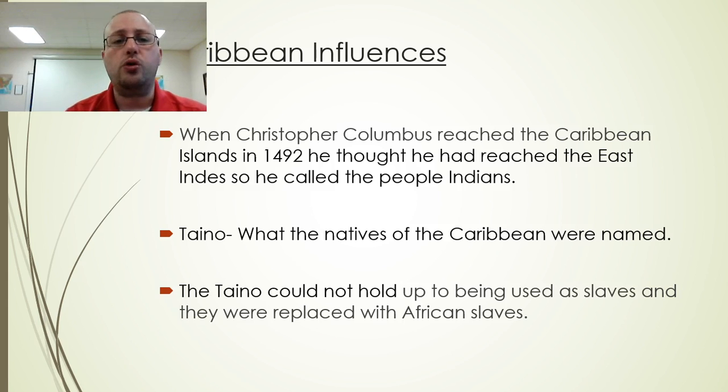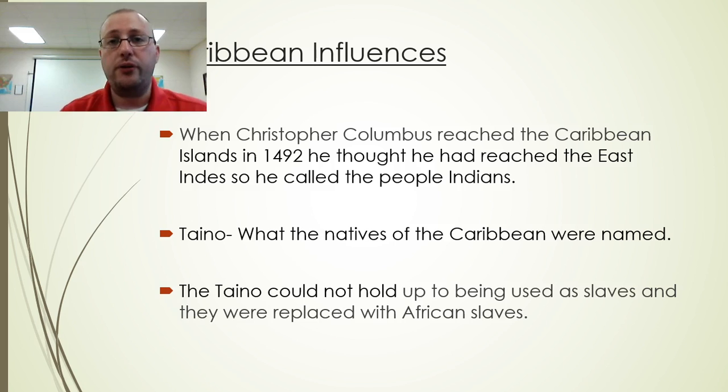When Christopher Columbus reached the Caribbean islands in 1492, he thought he had reached the East Indies, so he called the people Indians. That's what is believed. The people there were actually called the Taino people, which is what the natives of the Caribbean were named, and they tried to use them as slaves, but they couldn't hold up to the intense labor requirements.